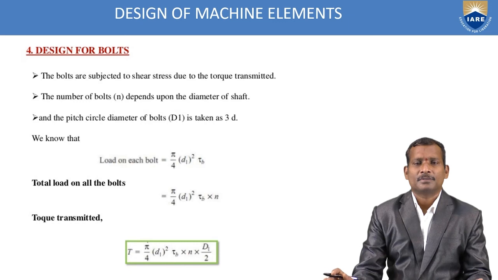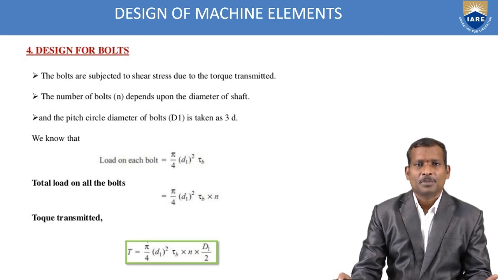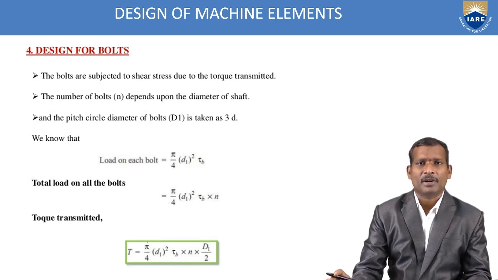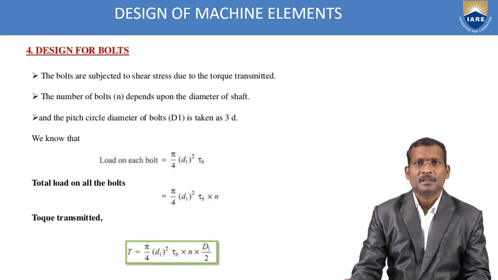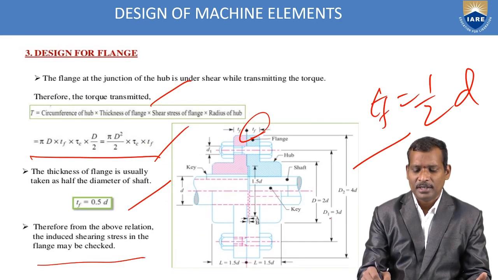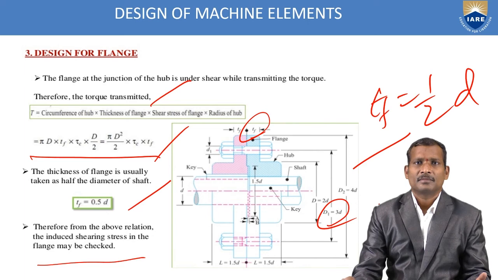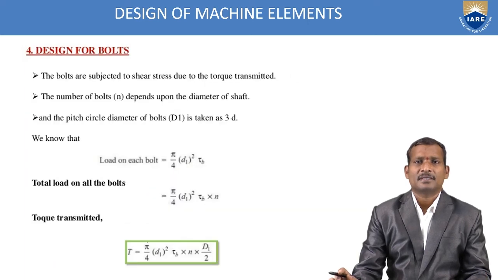Next, design for bolts. In the first step, the hub dimensions were calculated and the design of the hub completed; second one is the key, third one is the flange dimensions, and fourth one is design for bolts. How many bolts are required? What is the bolt size? The bolts are subjected to shear stress due to the torque transmitted. So the number of bolts depends upon the diameter of the shaft and the pitch circle diameter, as shown in the figure, that is D1, which is taken as 3 times the shaft diameter.